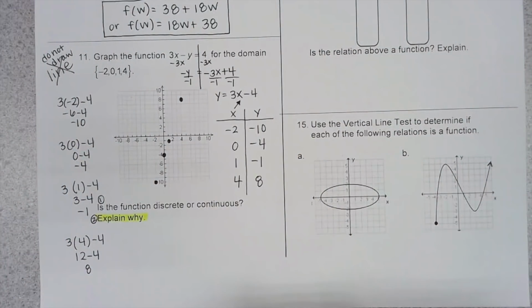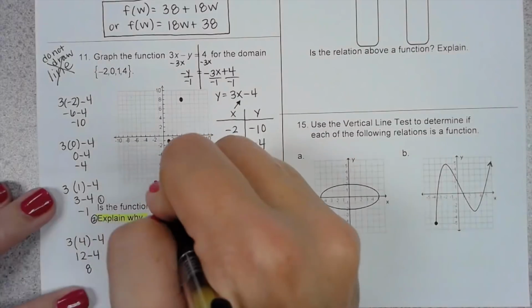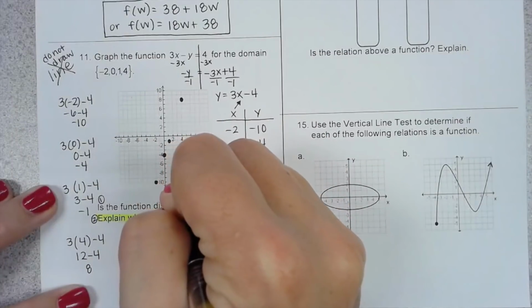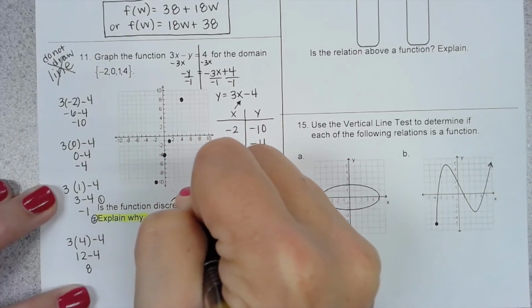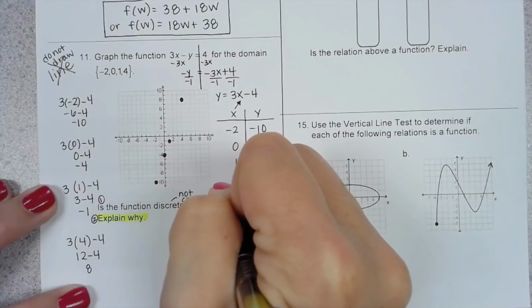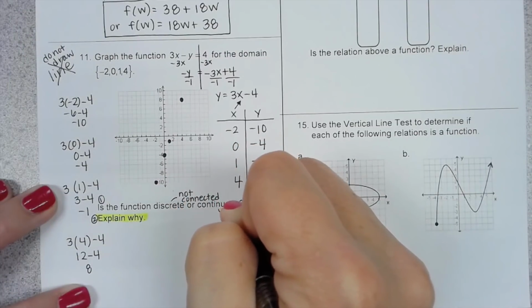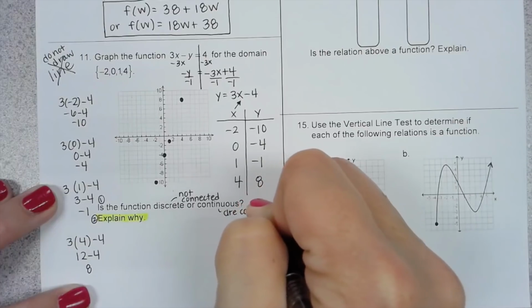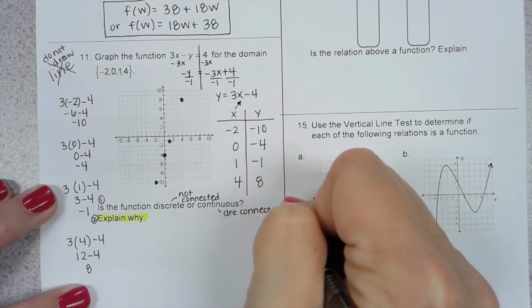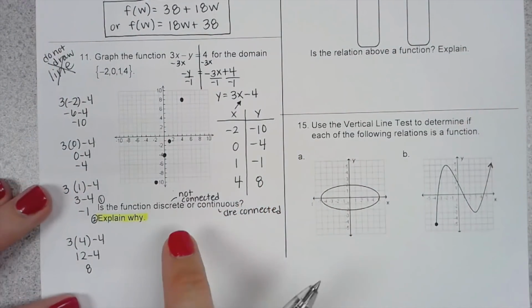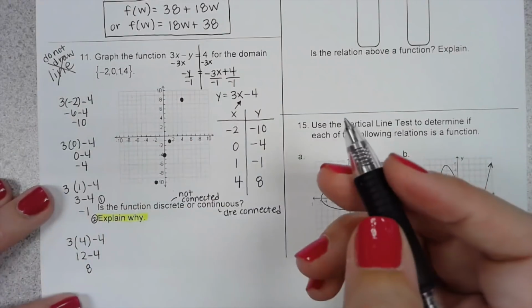So discrete or continuous means, did you connect the points or did you not connect the points? Discrete means that the points are not connected. And continuous means that the points are connected. And so on this graph, we've already talked about it, but we're not going to connect the points on this graph because the domain was provided to us.